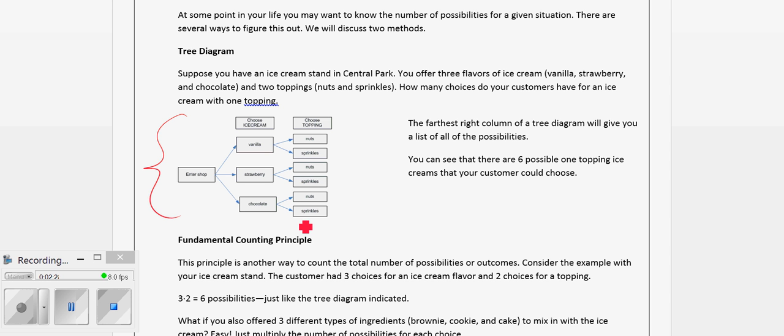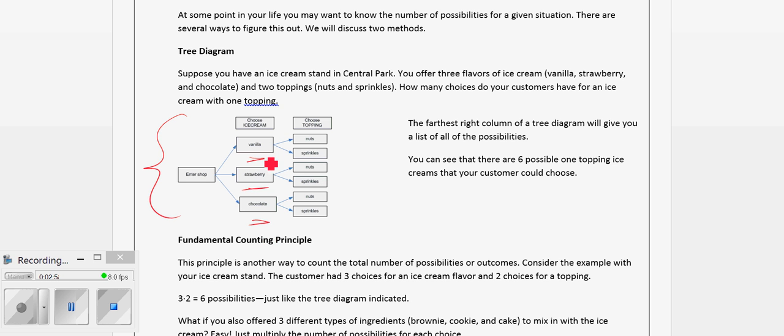Let's say, for example, that you have an ice cream stand in Central Park, and you keep it simple. You offer 3 flavors of ice cream, and then there's just 2 toppings you could have on any given flavor of ice cream, nuts and sprinkles. So drawing out this tree diagram, a person could choose vanilla ice cream, they could choose strawberry, they could choose chocolate, and then once they've chosen vanilla, they could go on to choose nuts and sprinkles. Once they've chosen strawberry, they could go on to choose nuts and sprinkles. Once they've chosen chocolate, they can go on to choose nuts and sprinkles.